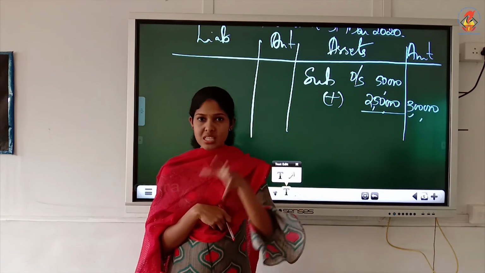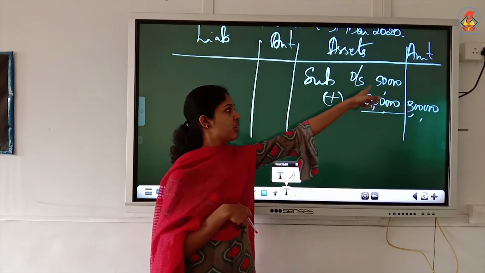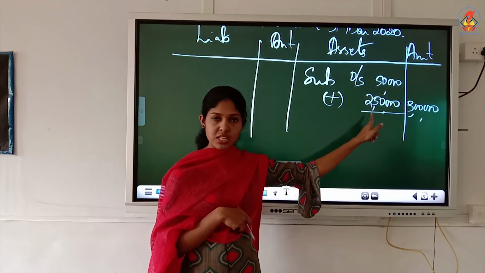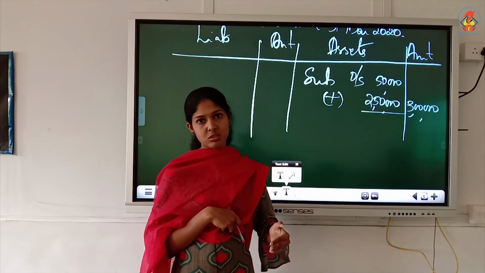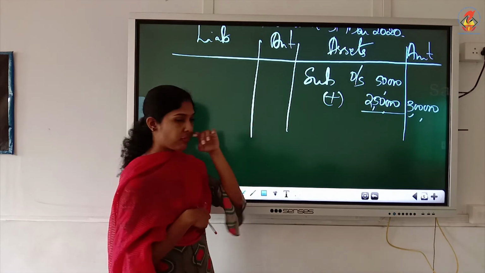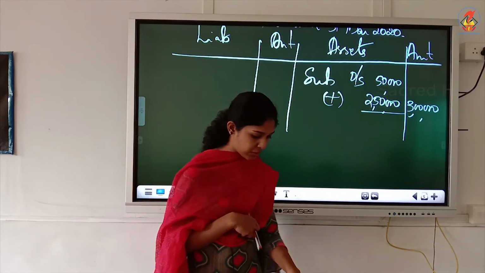So, still there is a balance of 50,000 as outstanding. Then other than that, 2,50,000 is outstanding at the end of this year also. That is how we have written this. Okay, this figure you have to write very carefully, that subscription figure.